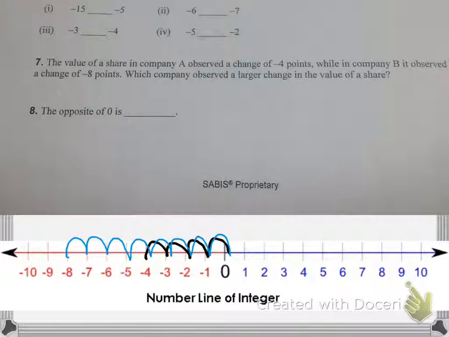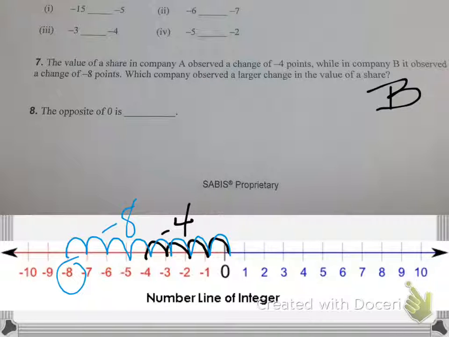So the question is, which company observed a larger change in the value of shares? So the larger amount of change. So our first one here changed 4 places to the negative. Our next one went back 8 places. So even though negative 8 is a smaller number, it was a bigger change because it moved 8 spots to get back here. So the company that had the largest change was B.